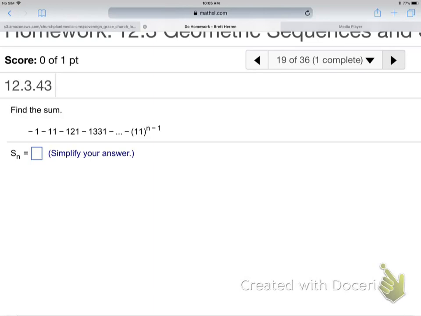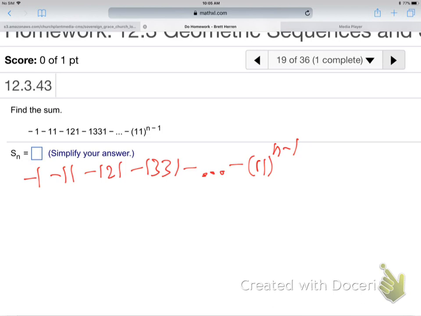It's a long section. So we have this sequence: negative 1, minus 11, minus 121, minus 1331, dot, dot, dot, minus 11 to the n, minus 1. They're asking me for S sub n. These are being added and subtracted. There's no commas there. So it's a sum of negative things, basically.